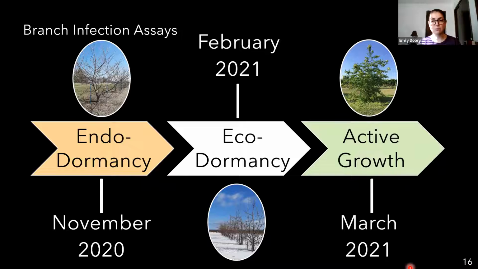So they're a little more environmentally responsive. They're just waiting for the right cues to entirely exit dormancy. And then finally, we collected in March of 2021 when the trees had exited dormancy and had resumed active growth. They were beginning to leaf out.